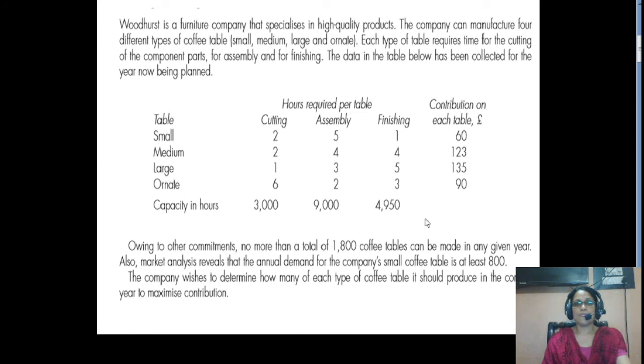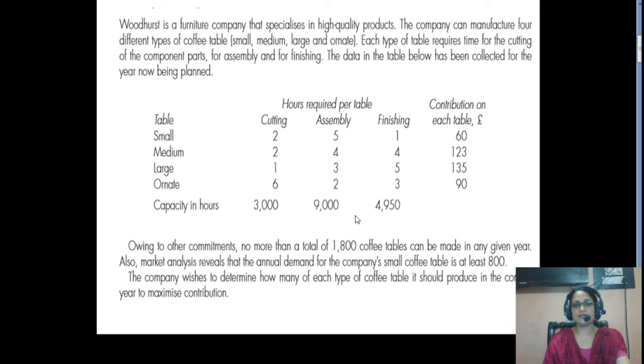Now coming to the medium size table. It will utilize 2 hours of cutting, 4 hours of assembly and 4 hours of finishing, giving a contribution of 123 pounds. Large: 1 hour of cutting, 3 hours of assembly, 5 hours of finishing, resulting in a contribution of 135 pounds. The same goes with the ornate: 6 hours of cutting, 2 hours of assembly, 3 hours of finishing, giving you a contribution of only 90 pounds.